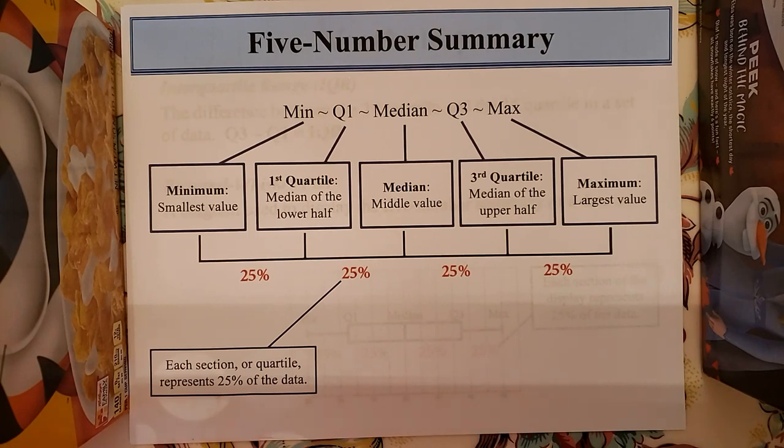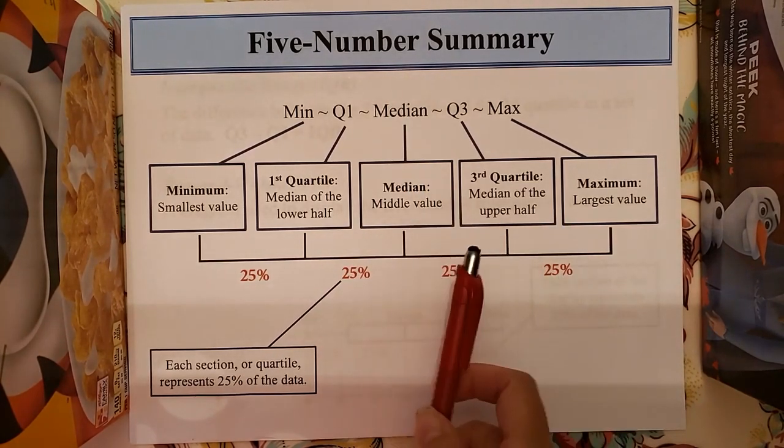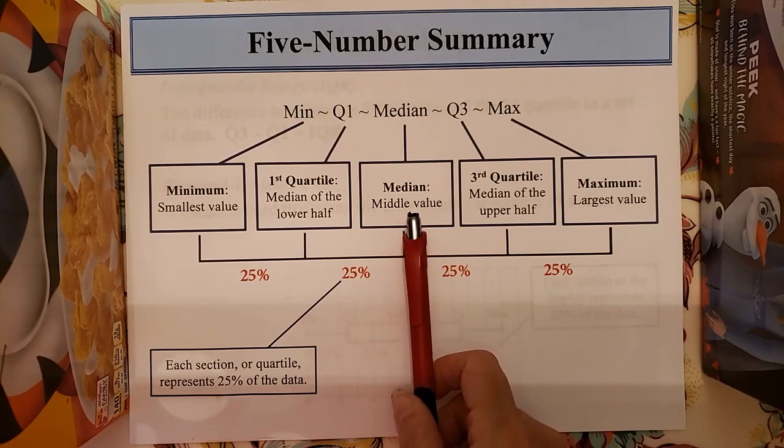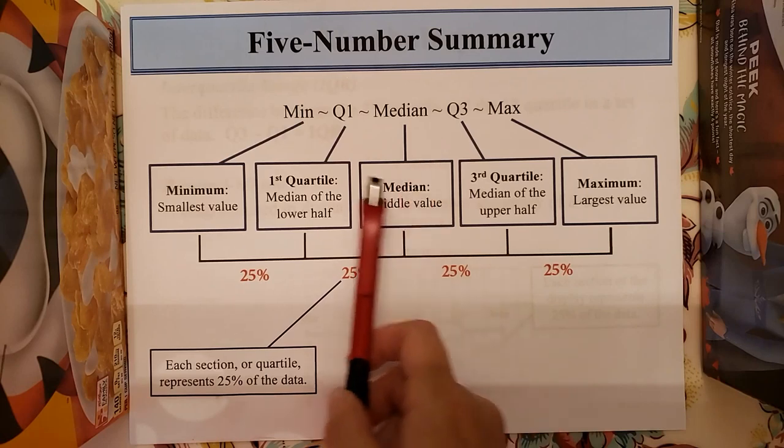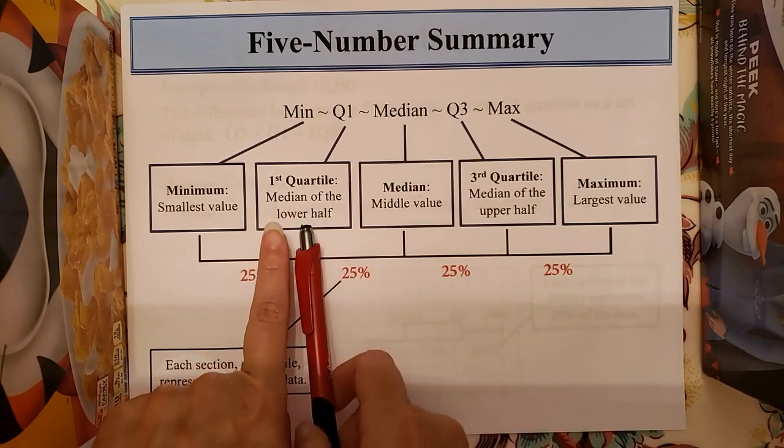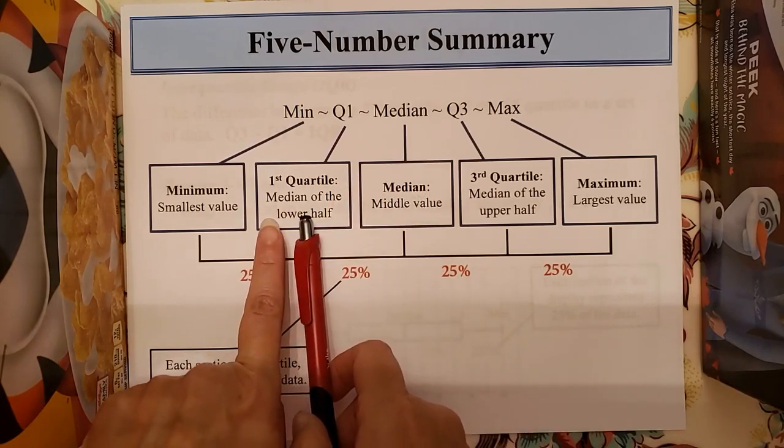Make sure you pause the video here and copy this down. This is a 5-number summary. We find a 5-number summary by first finding the median. Remember, median is the middle of a set of data. Then we look at the bottom half of that data and find the middle of that. So another median, that's our Q1.